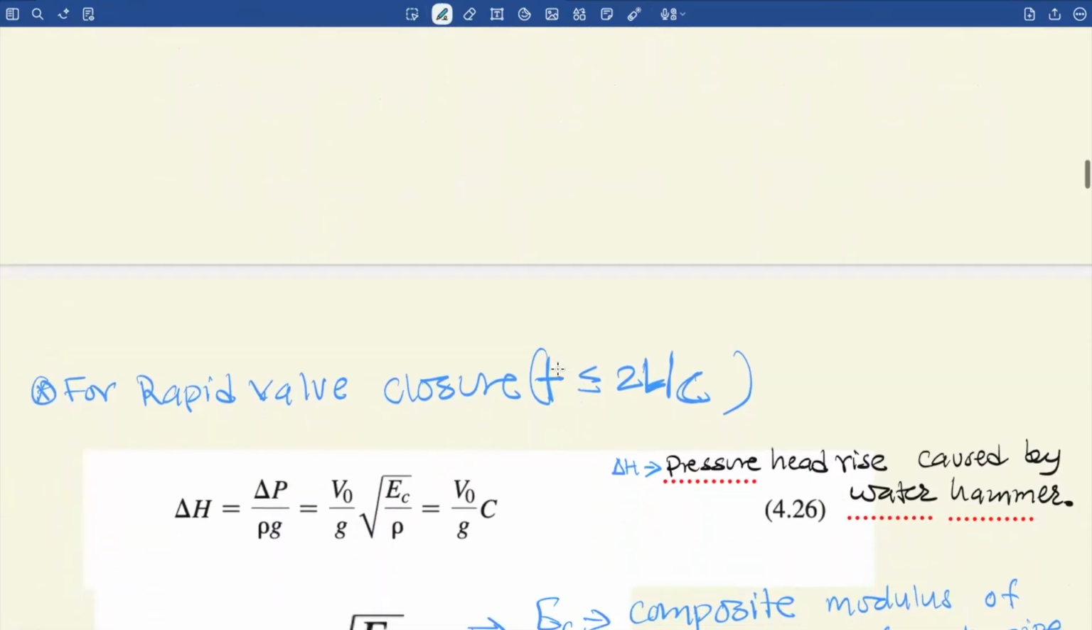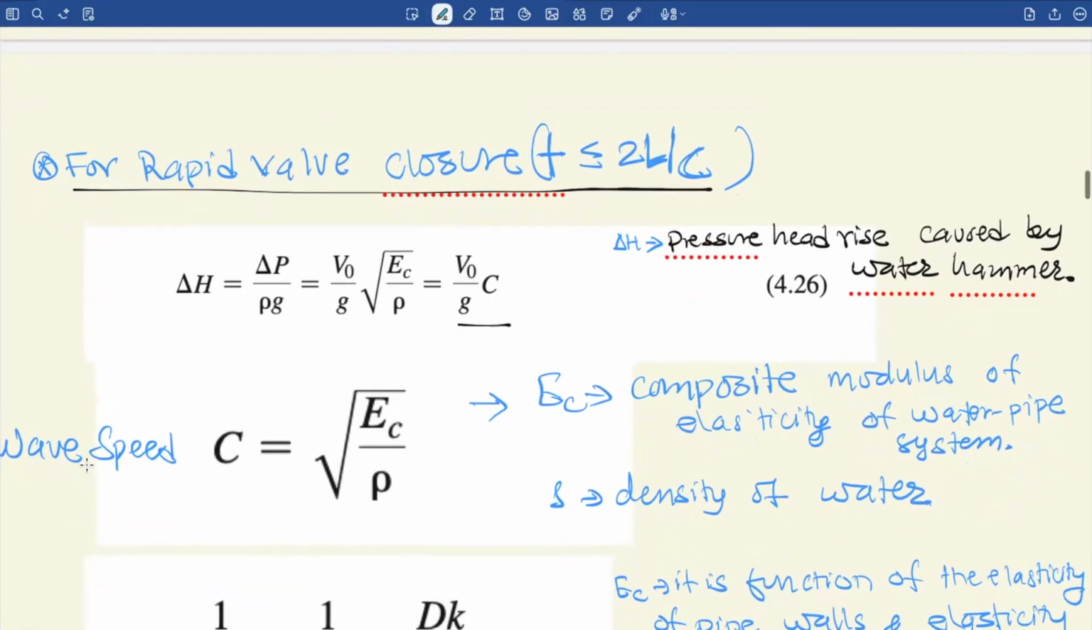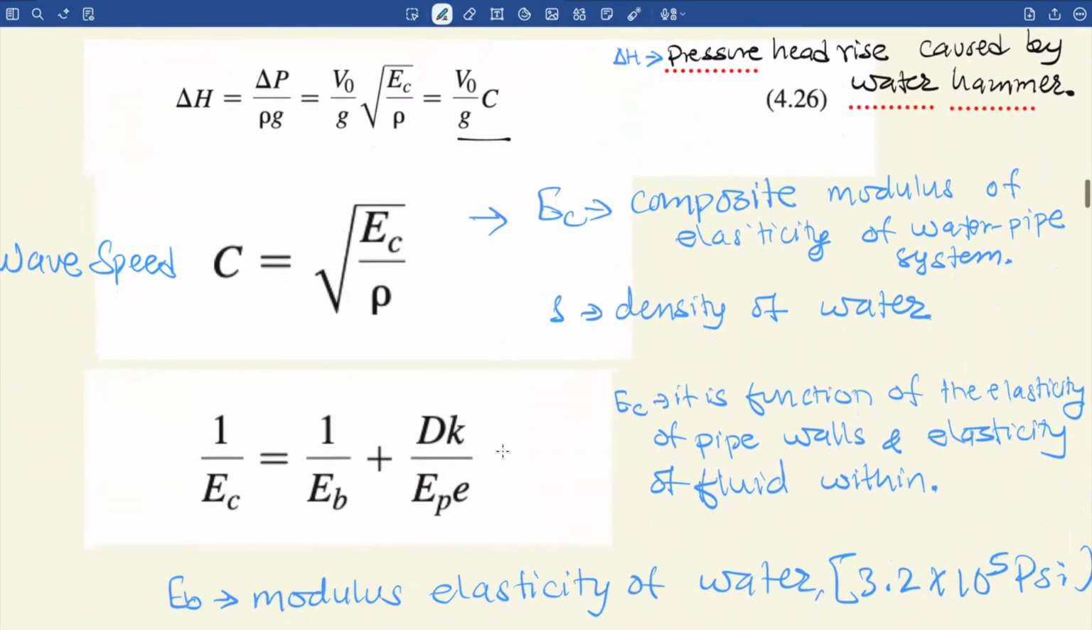Before we jump into numericals, let us understand a few formulas. For a rapid valve closure, where time is less than 2L by C, this is celerity. The pressure head rise caused by water hammer will be equal to initial velocity times C by G, where C is the wave speed, which will be equal to square root of EC by rho. EC is the composite modulus of elasticity of the water-pipe system, whereas rho is the density of water.